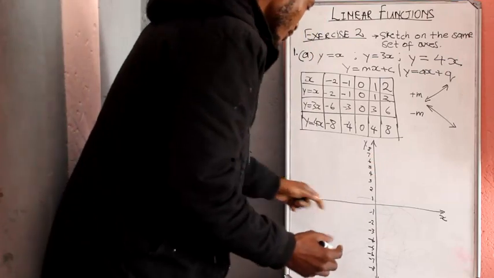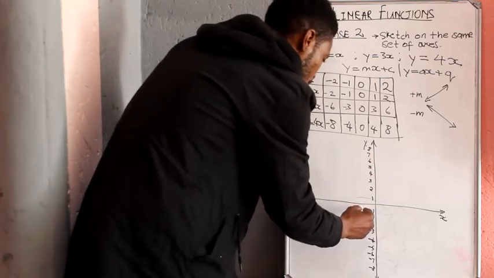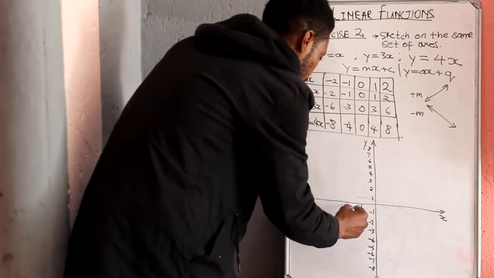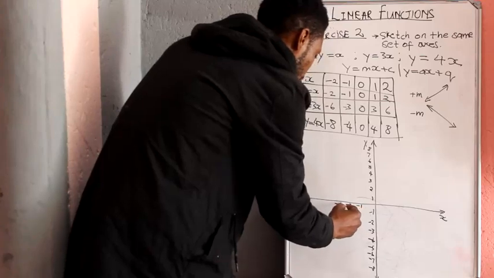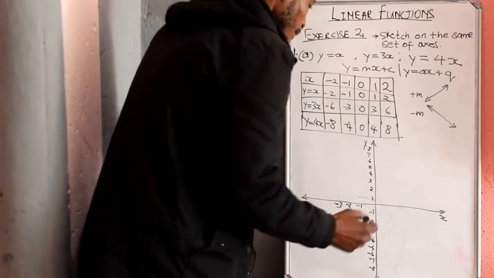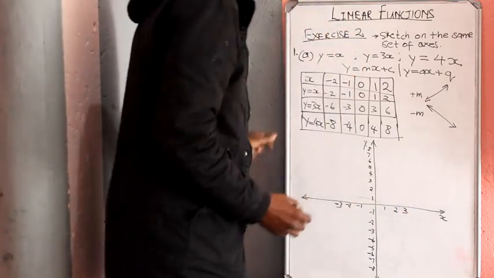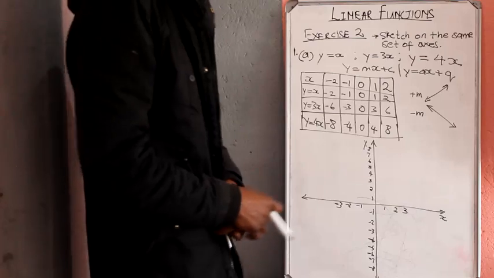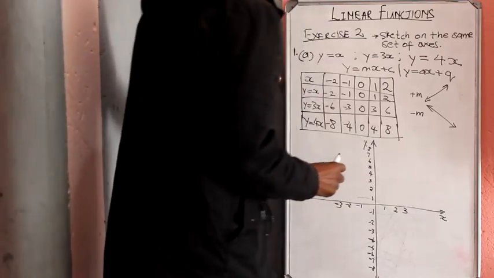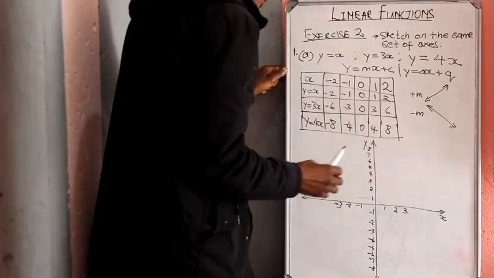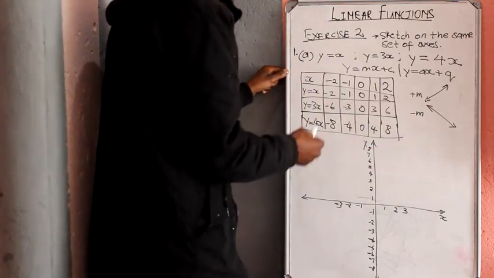And then I'm going to have -1, -2, -3 on my x. I'm just going to end there, and there's going to be 1, 2, and 3 on the x for the positive values. And now what we're going to do is coordinate the points.